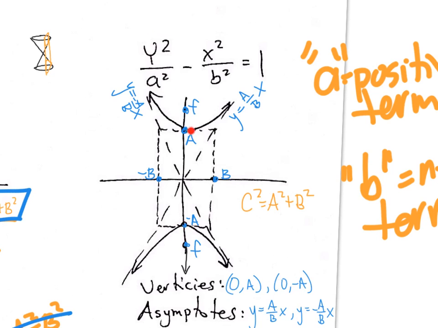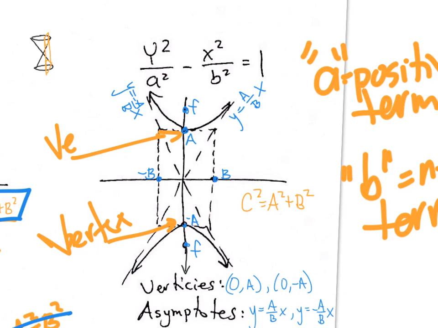These are the vertices of the hyperbola. The focal points, again, we could find from c squared equals a squared plus b squared. C will be greater than a. The focal points are farther away from the center than the vertices are. Vertex and vertex. All right. And then we go b to the side. We would draw the box, and through the corners of the box go the asymptotes.